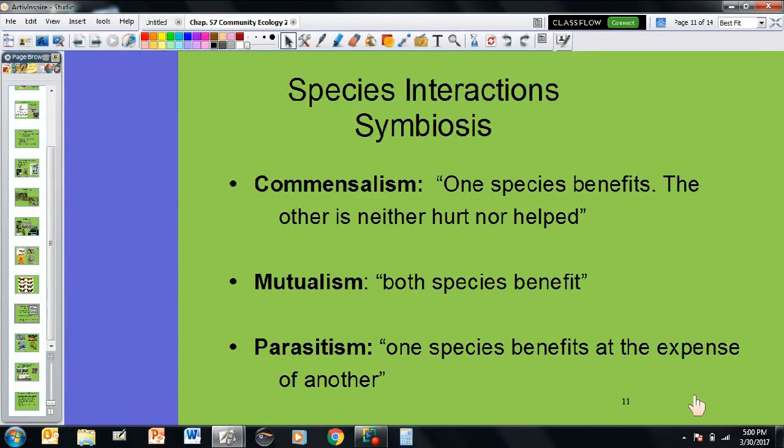Another way that species in the same community interacts is the idea of symbiosis. Symbiosis is 2 or more kinds of organisms that interact in a more or less permanent relationship. Symbiosis often happens as a result of coevolution. There are 3 types of symbiosis.